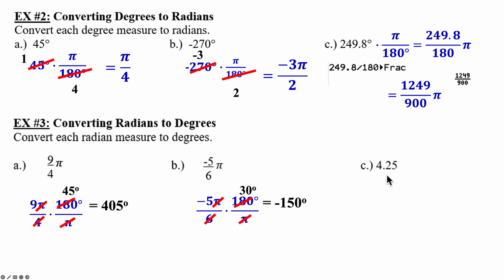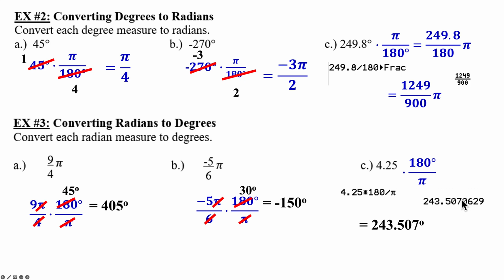For part C, 4.25, multiply that by 180 over pi. Now there's no pi here, so I'm going to enter it as such. 4.25 times 180 divided by pi. 243.5070629. Rounded to 3 decimal places.